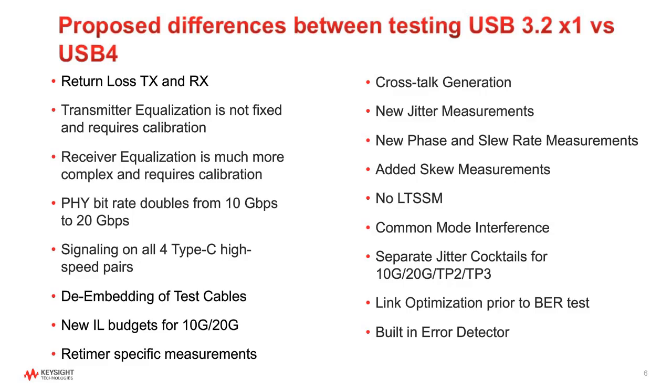As I mentioned earlier, there are new crosstalk requirements that did not exist before. And the proposed new controllers and fixtures for USB 4 should provide crosstalk. There are new jitter measurements. I think I'll spend some time on that next. New phase and slew rate measurements, skew measurements, although I think the latest version, going from 0.95 to 0.96, they removed the skew measurements. So like I said, things are evolving a little bit.